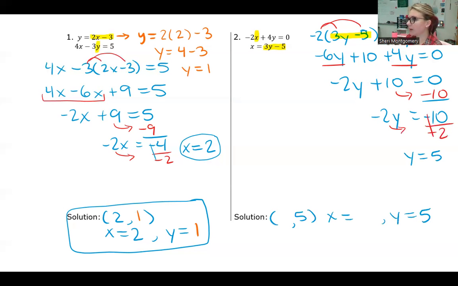So if y is equal to 5, I can take that and plug it into one of those equations. Which equation is going to be easier to plug into? The bottom one, right? Because it's already set up as x equals. So let's plug it into this bottom one.